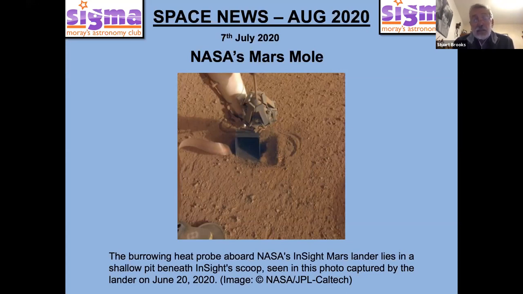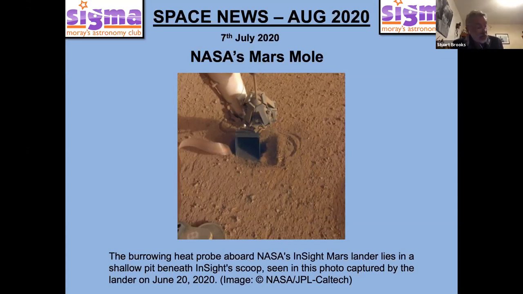The other problem that's happening at the moment is they've got to keep the solar panels clean because they're getting covered with dust as the climate changes as they approach the Mars winter. But the mole was provided by the German Aerospace Center as one of the two main science instruments on board.